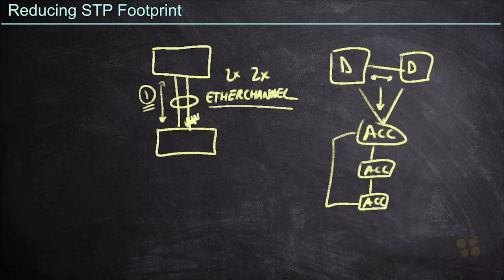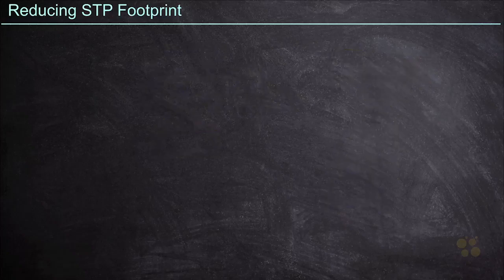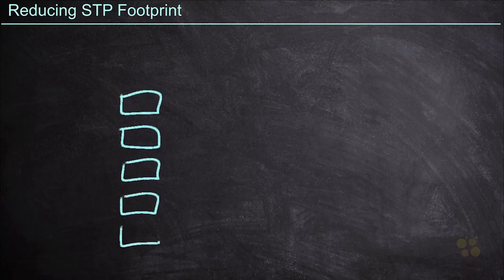Or can we? Can we do to the rightmost diagram what we just did to the leftmost diagram? In what ways can we reduce the spanning tree footprint and possibly get rid of the loop down here below, but also the loop up here among the distribution switches and access layer? Let's start at the access layer. Let's say we have 5 different access layer switches, and we want to connect those up to the distribution layer. How would we go about doing this?